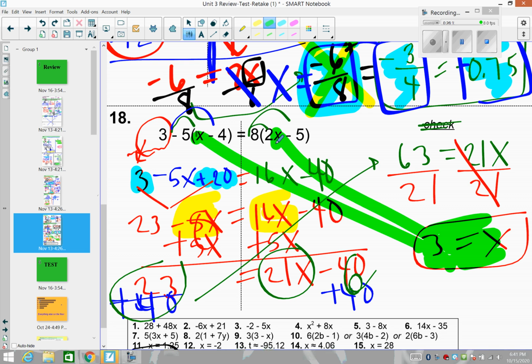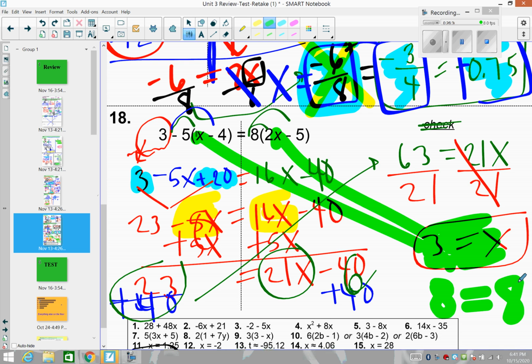So I have 3 minus 5 times 3 minus 4. I'm getting 8 on the left side when I check in there. And then up on top where I drew those green lines, 8 times 2 times 3 minus 5 equals 8. So boom, we know that the left side equals the right side.